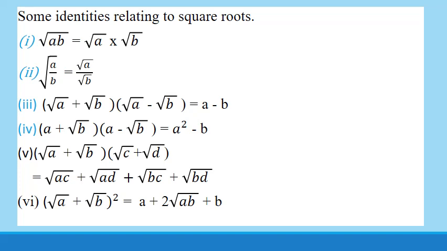Same here, if you will solve this bracket in case of the fourth, you will get A square minus B, and then for the fifth, if you will solve, you will get square root of AC, square root of AD, square root of BC, and square root of BD, that is multiplication of binomial by binomial. It is the standard identity. Same way you can use it for minus also. Root A plus root B whole square is root A square, that is A, plus 2 into root AB, plus B. So these are some identities which help us to solve the different real numbers.